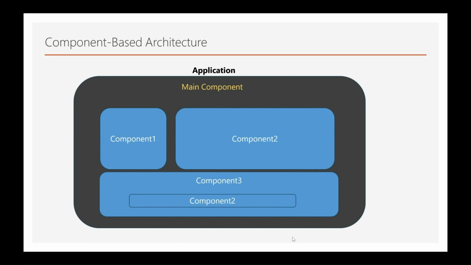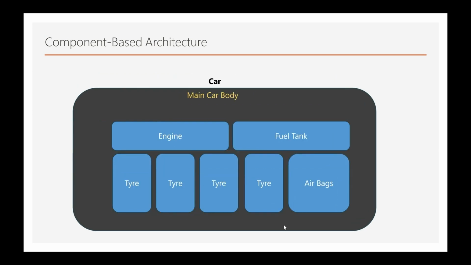Now, the interesting part is that Component 3 includes Component 2 within it. This means that we are reusing Component 2 in the main component and also in Component 3. Once we create a component, like Component 2, we can use it in various parts of the application wherever it is needed. This reusability is one of the key advantages of using components in React.js. It allows us to efficiently manage our code, make changes in one place that apply to all instances of the component, create a consistent user interface across the application, and it saves a lot of development time.